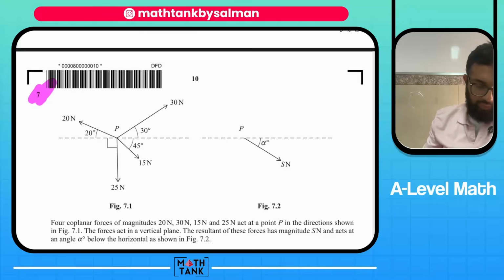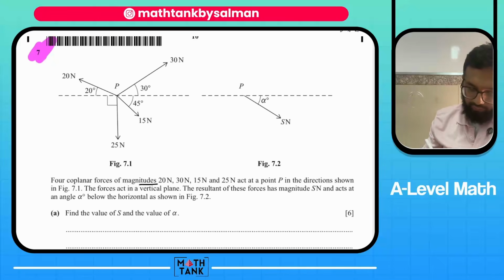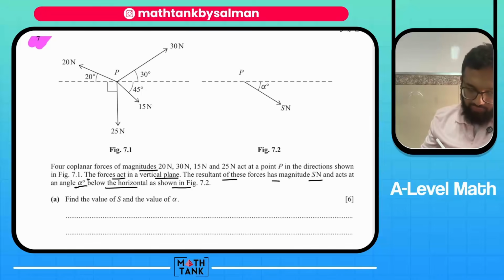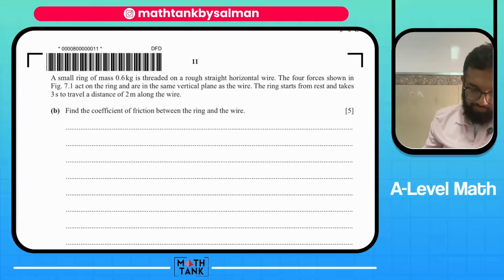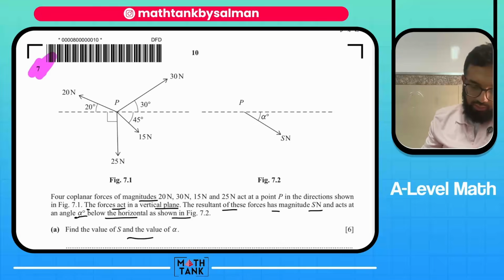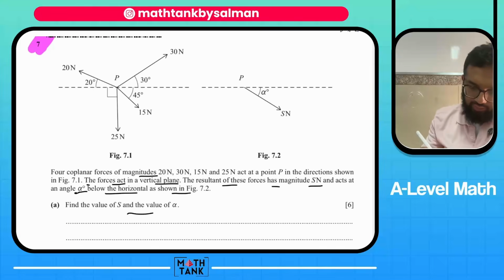This is question number 7. It says two coplanar forces act at a point as shown in figure 7.1, the forces act in a vertical plane. The resultant of these forces has magnitude S newtons and acts at an angle of alpha degrees below the horizontal as shown in the diagram. Find the value of S and the value of alpha. That's part A. So I think that's the easy part.